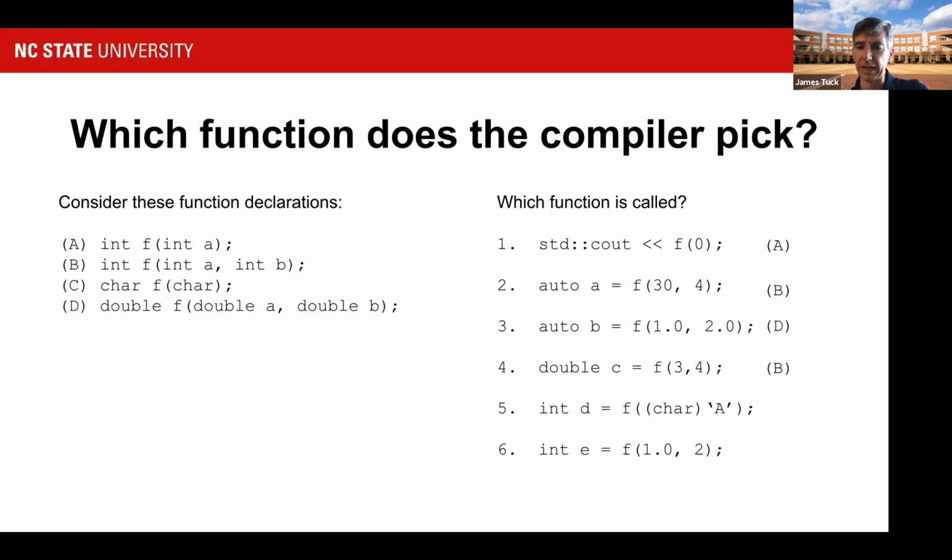Okay, now 5 takes a single argument. It's of type character. And so C is going to be the best choice here, right? Because to call A, it would have to do 1 type conversion. Okay, now this last one.